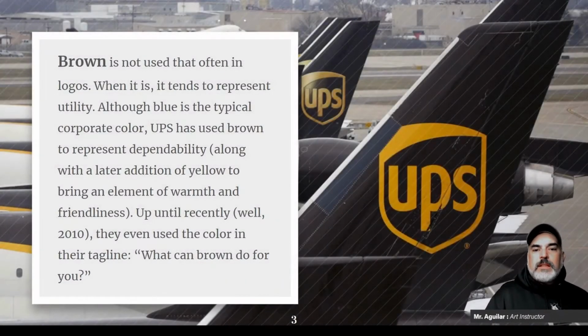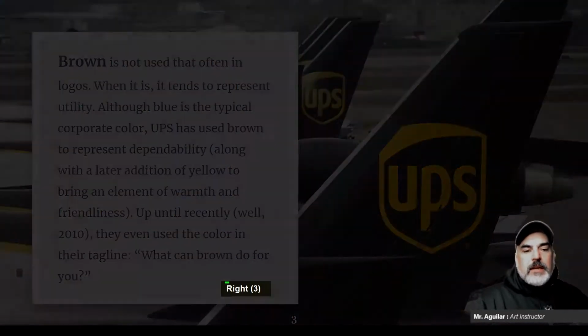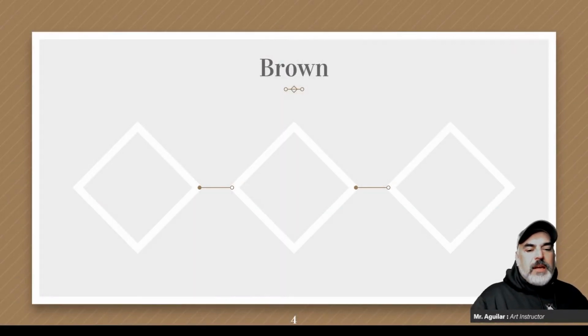Here's one of my quirky things. Brown is not often used in logos. This is talking about UPS, very specific information about brown and how it's used. So this is one of my quirky slides, one of my quirky pieces of information that I talked about. I'm not going to read through everything. And again, I added some animations so you can see what happens when you click.